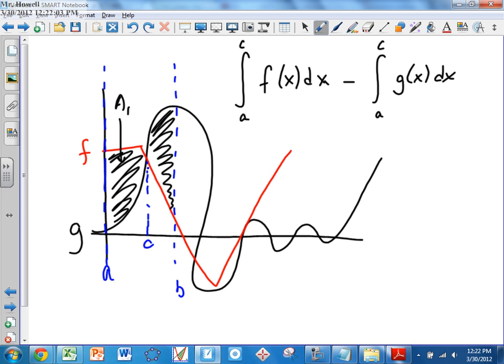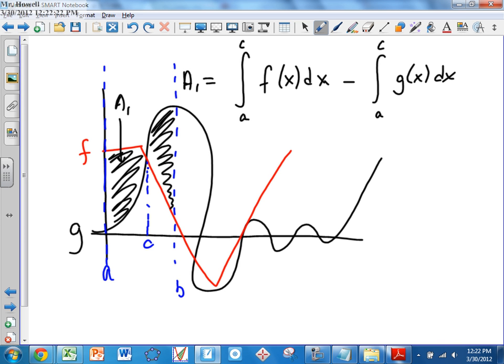So again, the first area: what is the upper function? The upper function is f, the lower function is g. You take the integral from A to C, because we're only going up to here, of the upper function minus the lower function. Now, eventually, what are we going to do here?